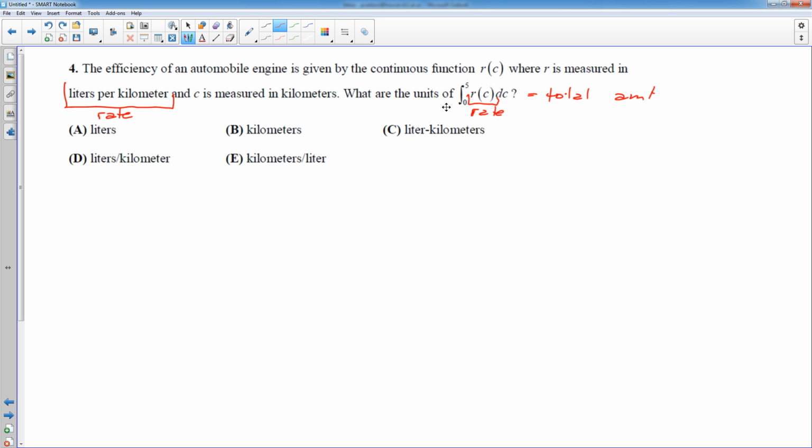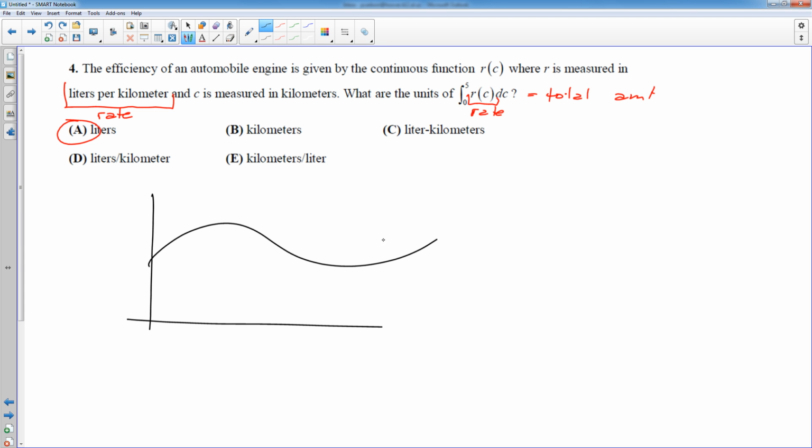And we simply want the units of the answer. So if we do the antiderivative of liters per kilometer, it will get rid of the rate part of it, which is the per kilometer, and it will give you an answer in liters. Now, if that didn't make sense, you could think of it graphically. I have no idea what the graph of R looks like. There it is. So there's my R of C. The units are liters per kilometer, so my y-axis is measured in liters per kilometer. And they tell you that C, the C-axis in this case, is measured in kilometers.